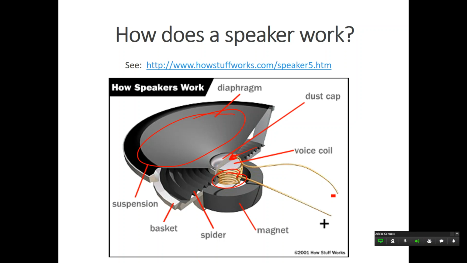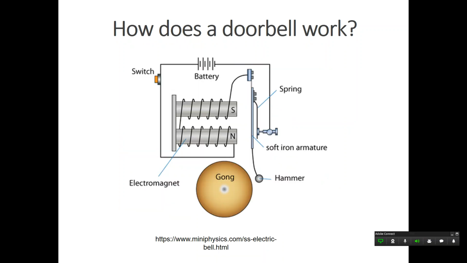If I were to have something like this, what would happen? So here I have a doorbell. It's kind of a gong. Basically you want this hammer to strike it. So what are you going to do? You're going to press this button, and that's a switch, and you have a circuit. And in a circuit, which direction is the current going?